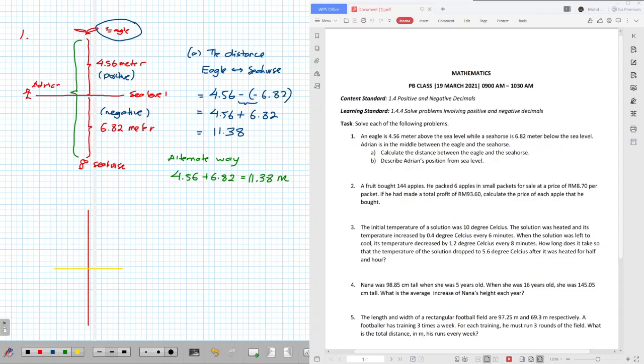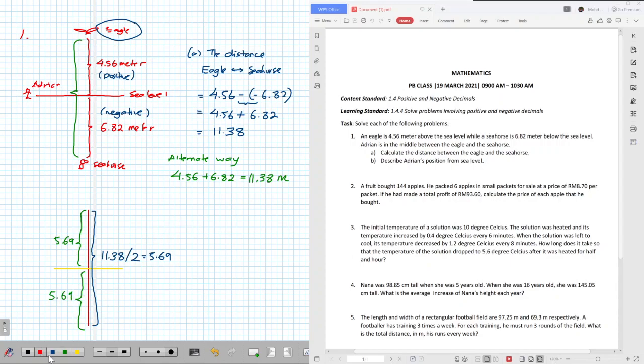If you want to calculate the middle, all you need to do is find the distance between the eagle and the seahorse. As we know, the distance is 11.38, and we divide this 11.38 by 2. If you press your calculator, you will get 5.69. So the distance from the yellow line, Adrian, to the eagle is 5.69, and from Adrian to the seahorse is 5.69.